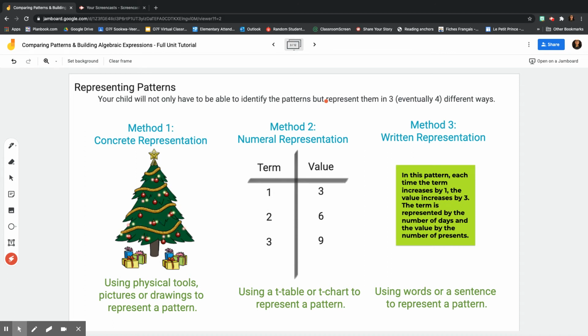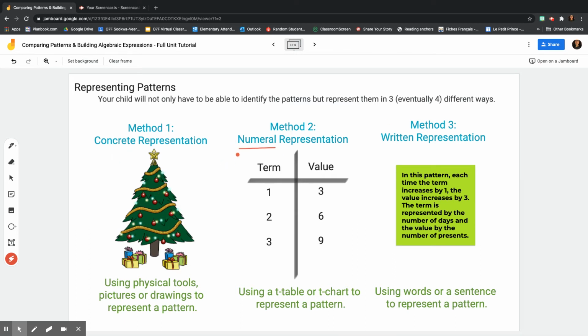Okay, so the next thing is representing patterns. Before we learn algebra, we represent patterns in lots of different ways. We'll be focusing on 3 different types. Method 1 is a concrete representation. So when we say concrete, we're not talking about the stuff on your driveway. What we're talking about is being physically able to represent a pattern. So either you're drawing it out, you're using maybe blocks or pictures, or you're just representing it physically using tools, okay? So this is the one that kids are the most used to.